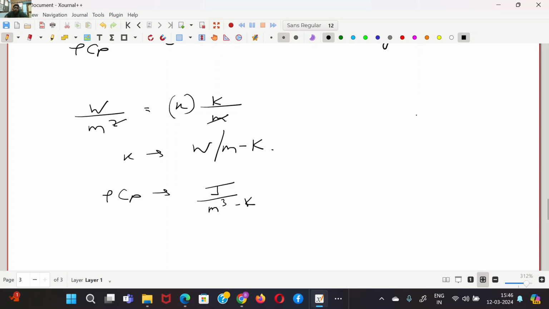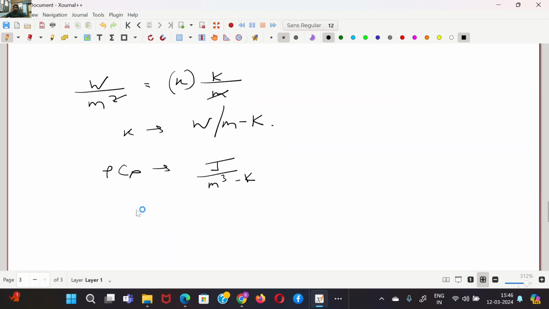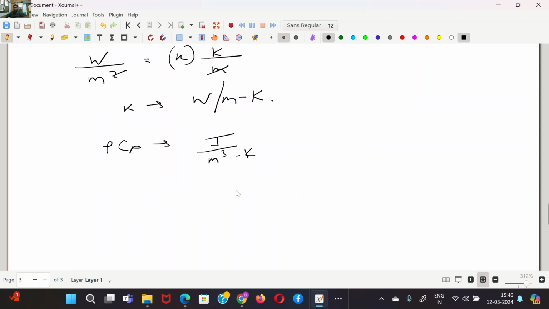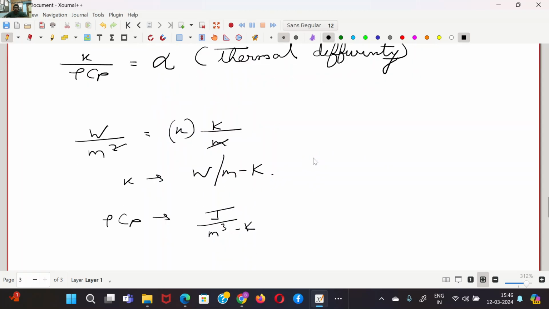Meter cube Kelvin. So that's rho Cp t. So rho Cp will be joule per meter cube Kelvin. So what's the unit of alpha? Alpha is k by rho Cp, and k's units are watt per meter Kelvin, into meter cube Kelvin by joule. Kelvin cancels. It's meter square.